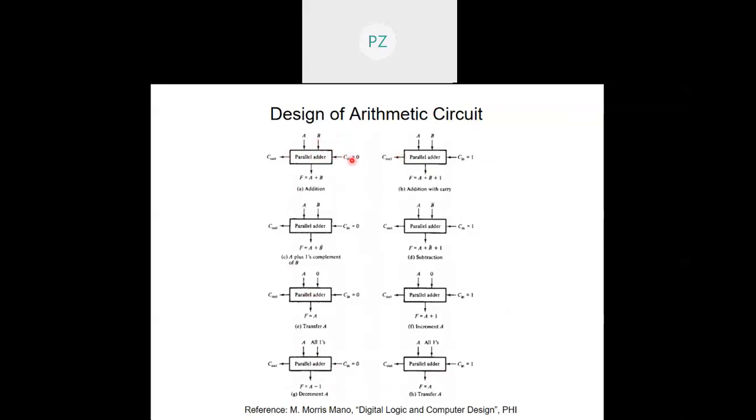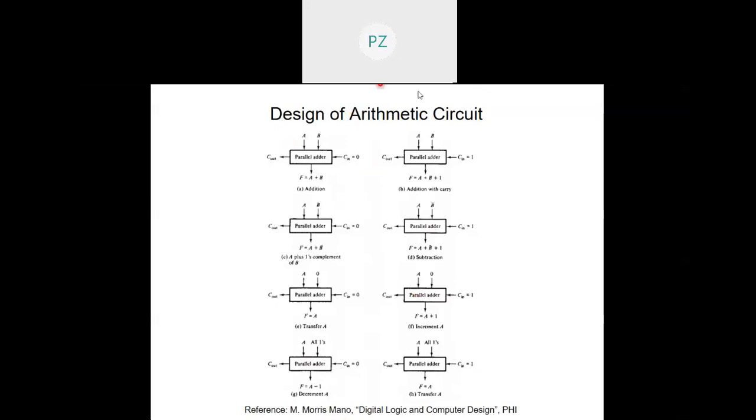Cin can be varied with 0, 1 only because that is a single bit. But B can have the true form, which is B, or a complement form, which is B bar, as we see in this row, or it can be all zeros, or it can be all ones. So all the different combinations are possible using the same parallel adder.